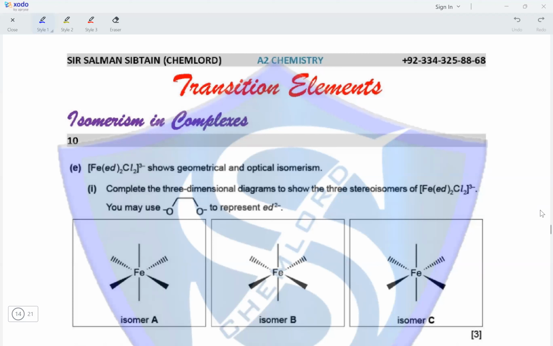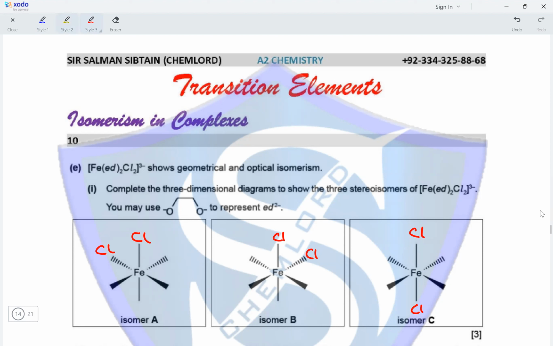Question 10. Fe(ed)2Cl2 3− shows geometrical and optical isomerism. Complete the three-dimensional diagram to show the three stereoisomers of Fe(ed)2Cl2 3−. You may use O−, then the skeletal formula and O− to represent ed. So we would have a trans isomer having chloride ions on opposite ends. Then we would have a cis isomer and a mirror image of the cis isomer having chlorides in the position that is a mirror image to isomer B.